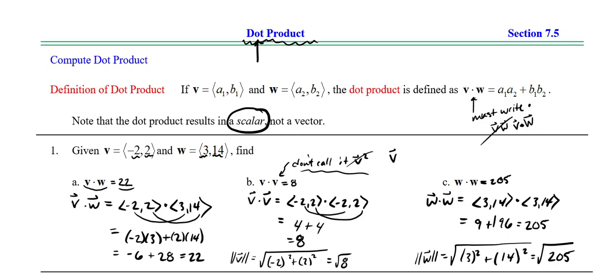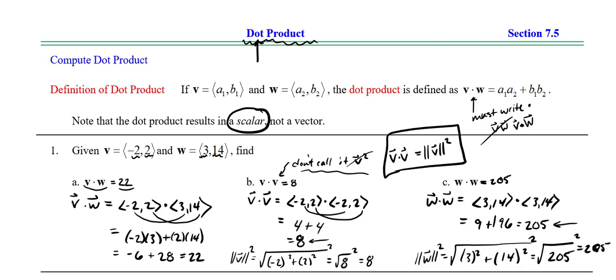When we dot a vector with itself, this is another way of writing its magnitude squared. If I square it here and here and here, I just have 8, which is the same as my dot product. If I square the magnitude of W here and here and here, I just have 205, which again is just the size of the dot product. So the magnitude squared equals the dot product. This is a nice, easy way to get the length of a vector, or even to express it in terms of these dot product operations.